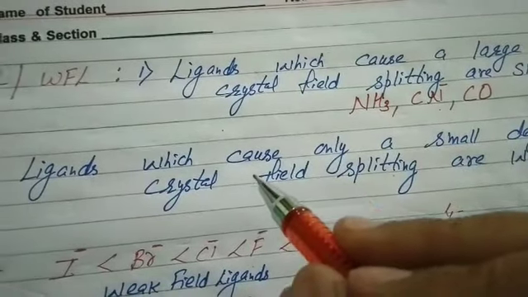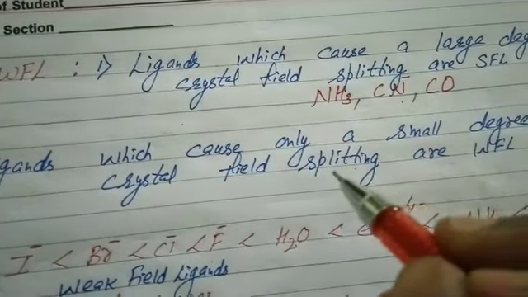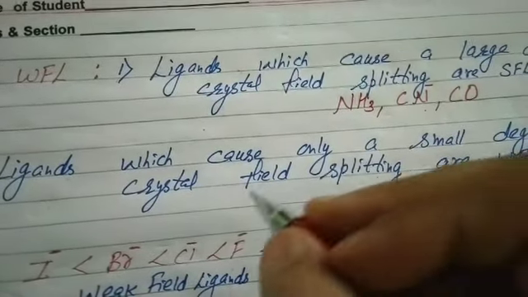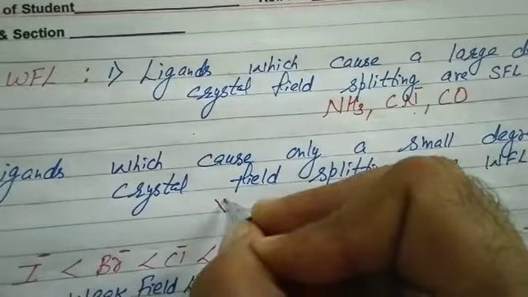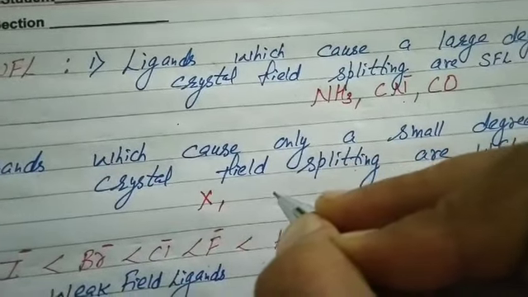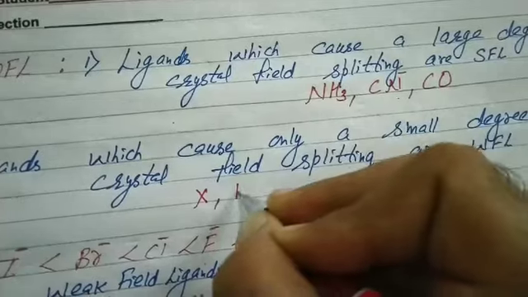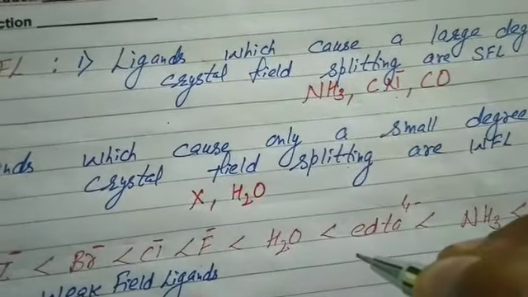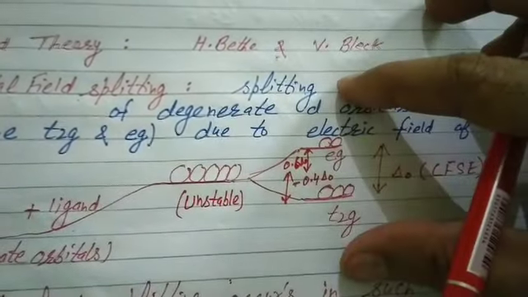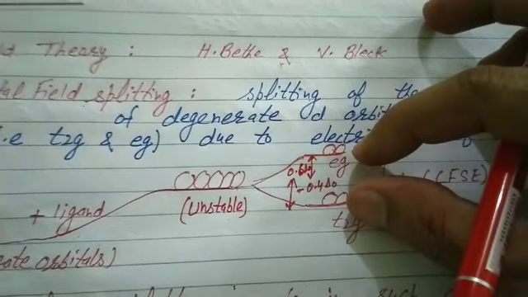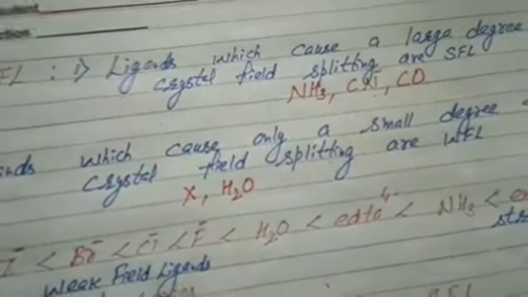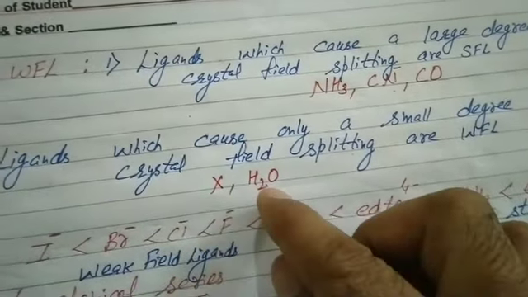Weak field ligands are ligands which cause only a small degree of crystal field splitting. Already told you, these are ligands in which donor atoms are halogens, oxygen or sulfur. Water is the weak field ligand mentioned in NCERT. Now, what are strong field ligands? Which cause large crystal field splitting energy, and weak field ligands cause less crystal field splitting energy. Strong field ligands: NH3, CN and CO, and weak field: halogens and water.